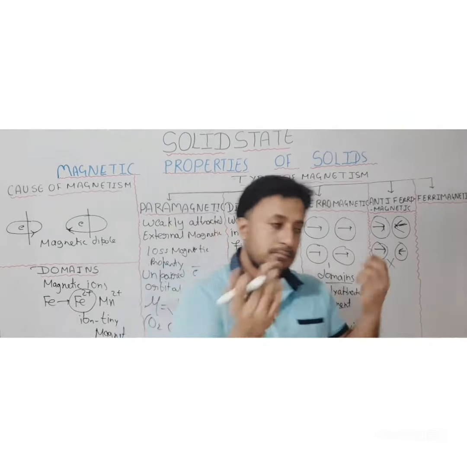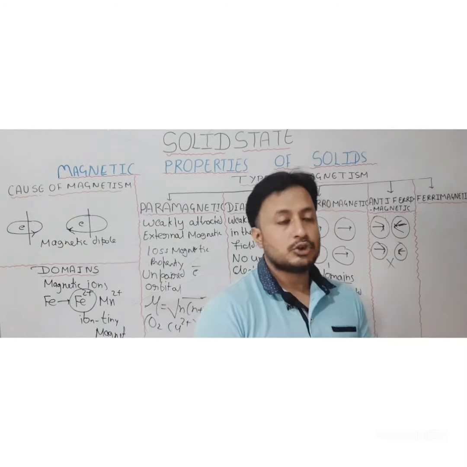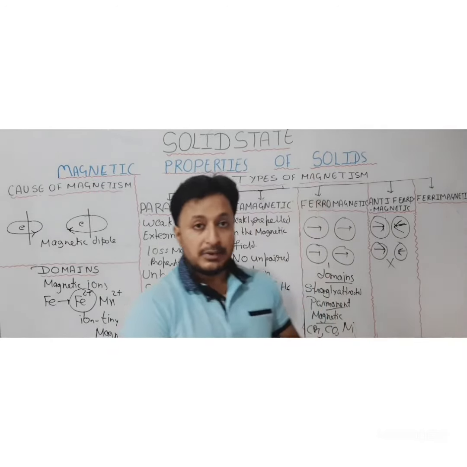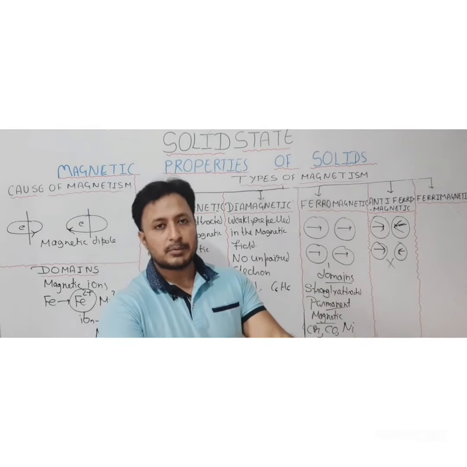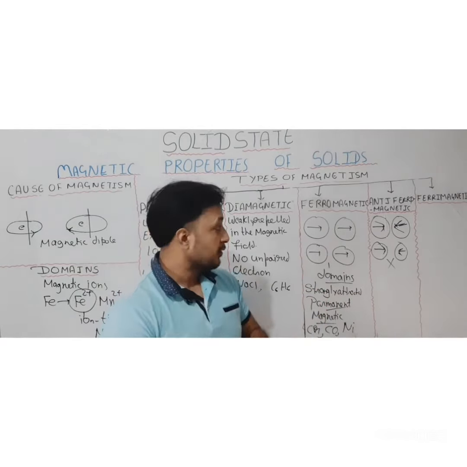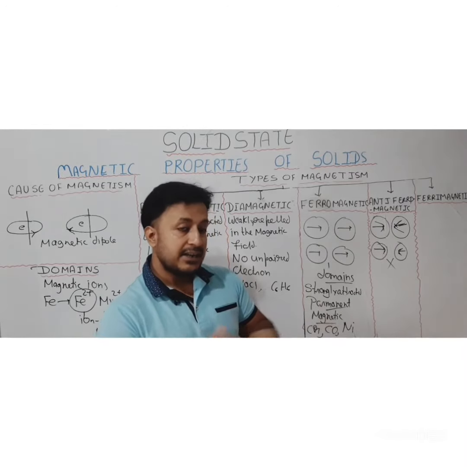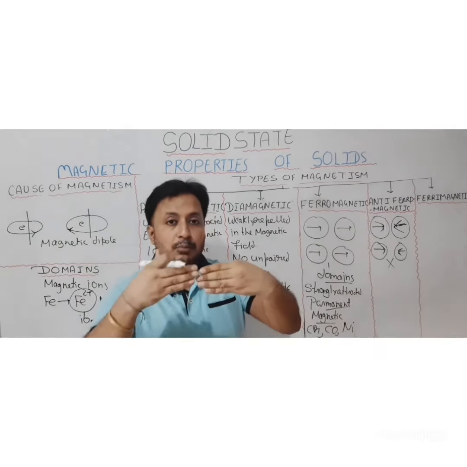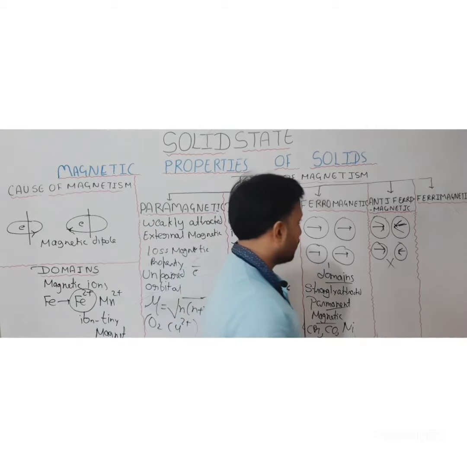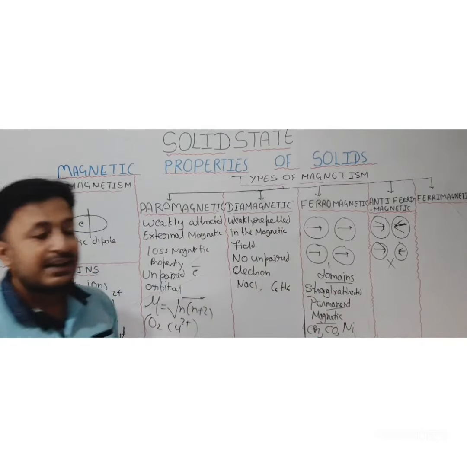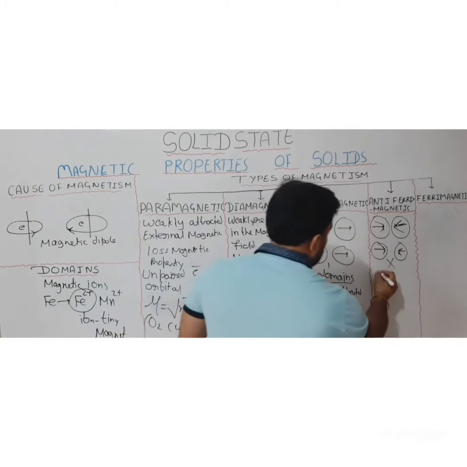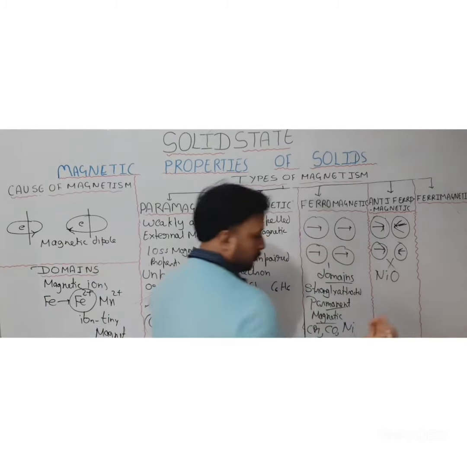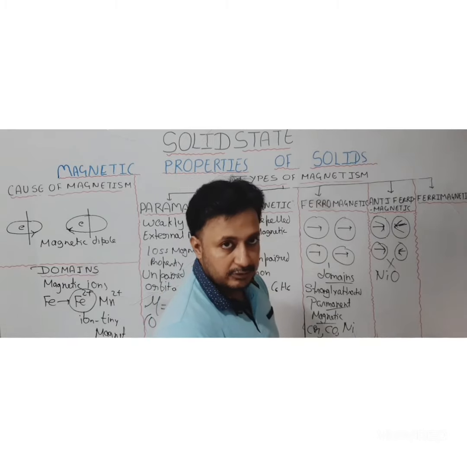Actually, the magnetic property will not be shown by that type of solid. It means they have magnetic properties, but they cannot exhibit those properties like a ferromagnetic substance, because their magnetic properties are cancelled by each other's domains. As they are aligned in the opposite direction, they cancel each other's effect. Such substances are known as antiferromagnetic substances. Like the oxide of nickel, NiO, which is an antiferromagnetic substance.